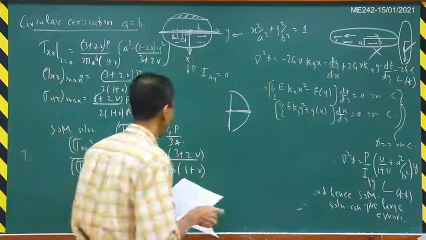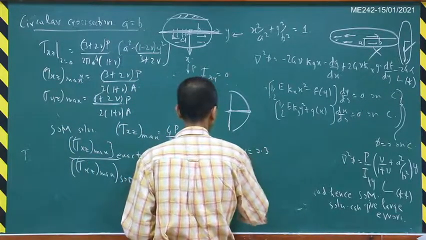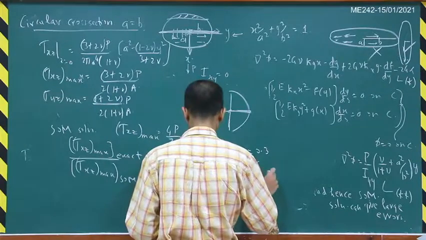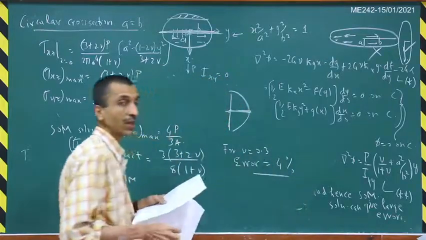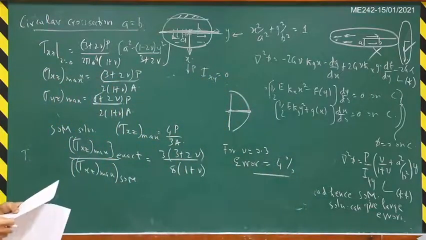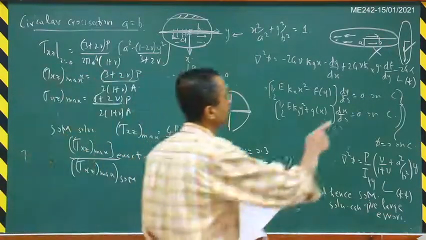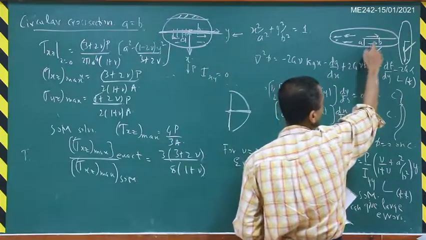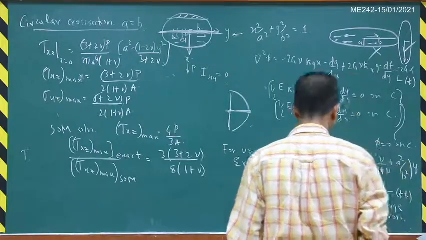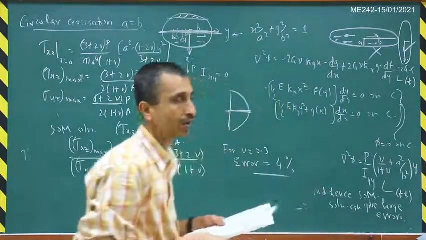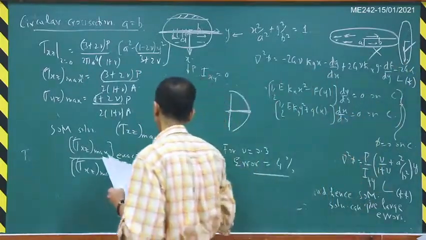But here you will see that for nu equal to 0.3, the error is only 4%. That's all. So even for a circular cross section, your strength of materials assumption is a good approximation. But only if you go to these kind of cases, then the strength of material solution will fail. But otherwise, the strength of material solution is a good approximation for cases like of this type, or even for a circular cross section also. It looks like it is a good approximation.